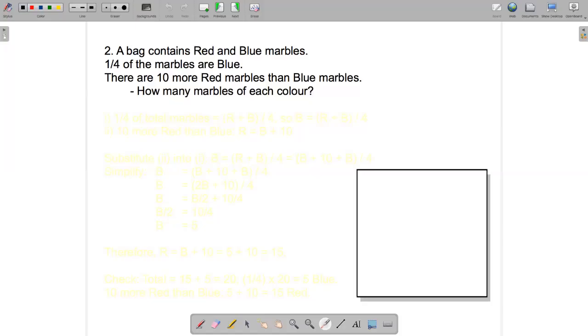Let's work through another word problem using algebra. A bag contains red and blue marbles. A quarter of the marbles are blue. There are 10 more red marbles than blue marbles. How many marbles of each color?